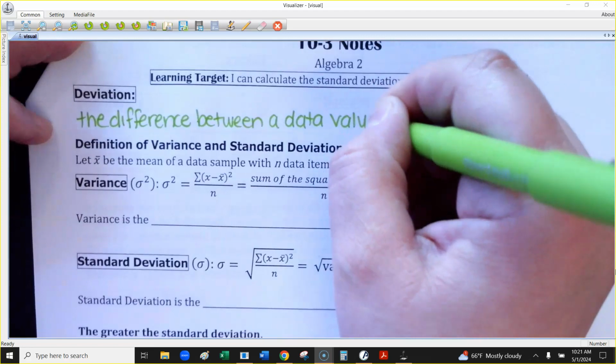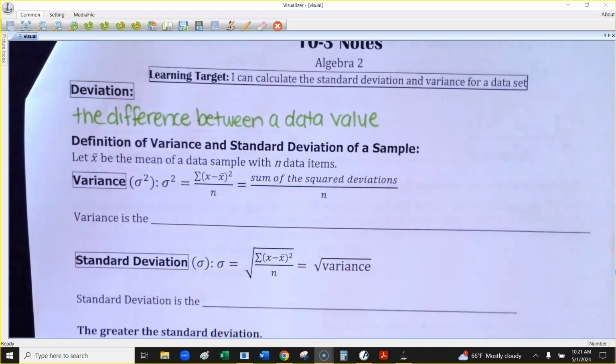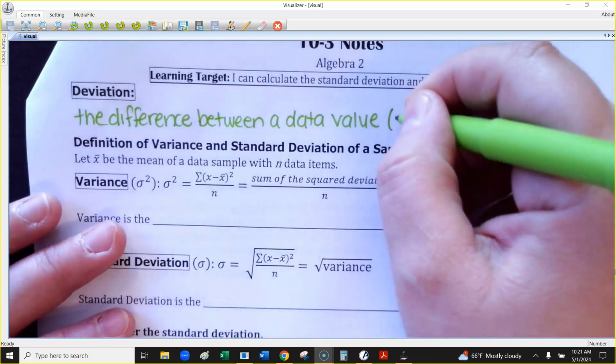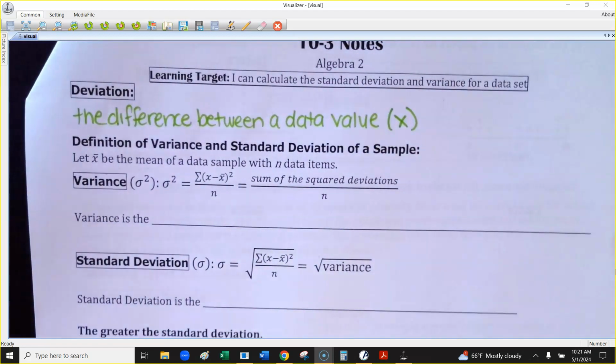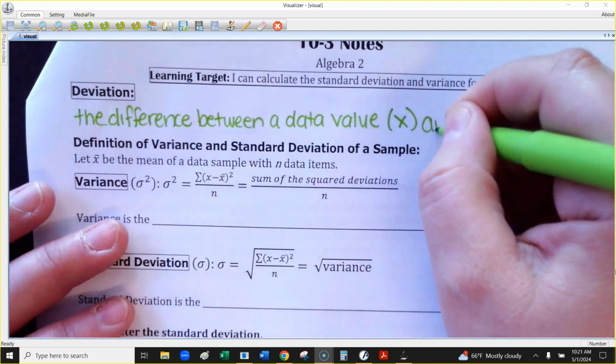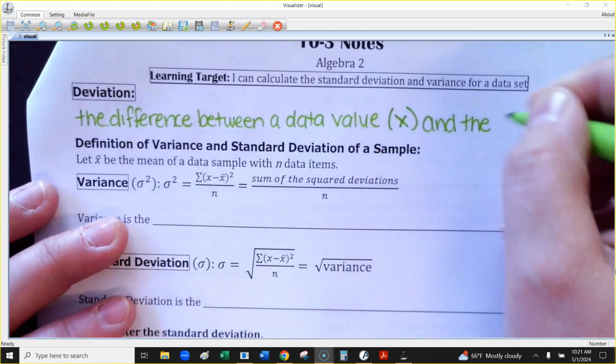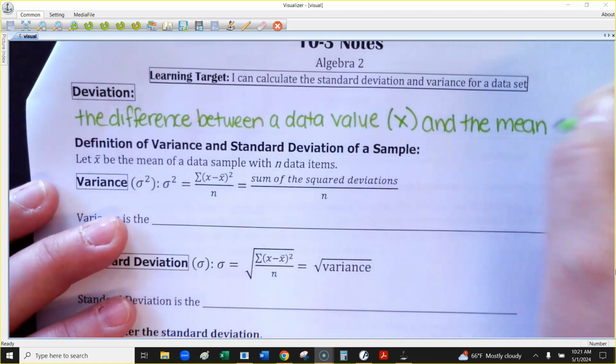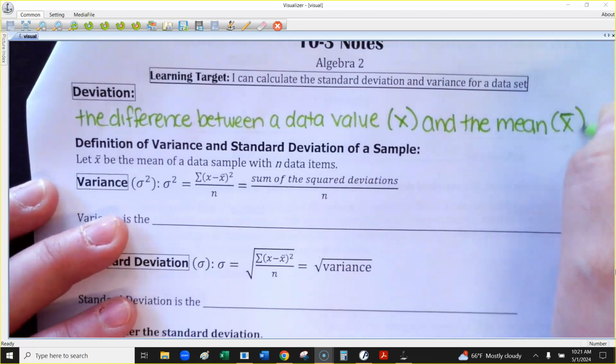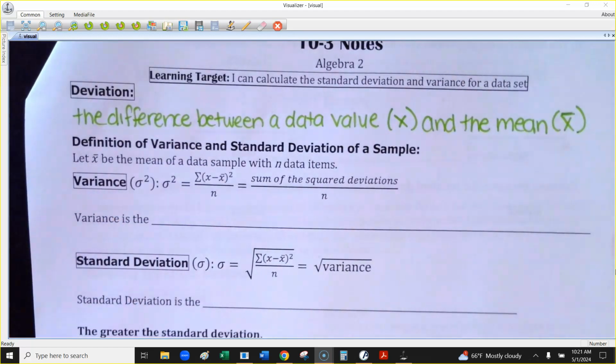So if you had a list of data, just one of the values, the difference between one of your data values, which I'm going to call X to represent a data value, and the mean, which we can represent with that little X bar. You're going to see those two things in that lovely little formula that looks super complicated, but don't worry.